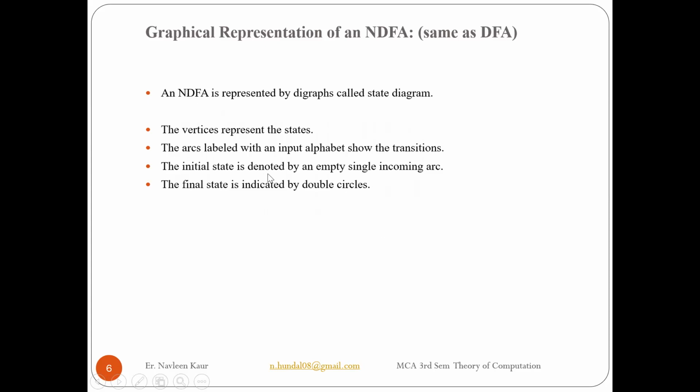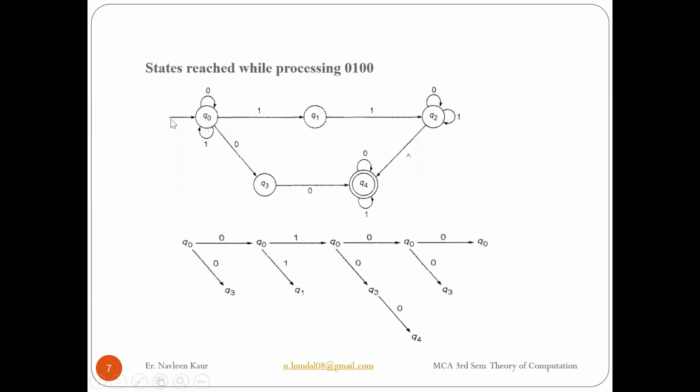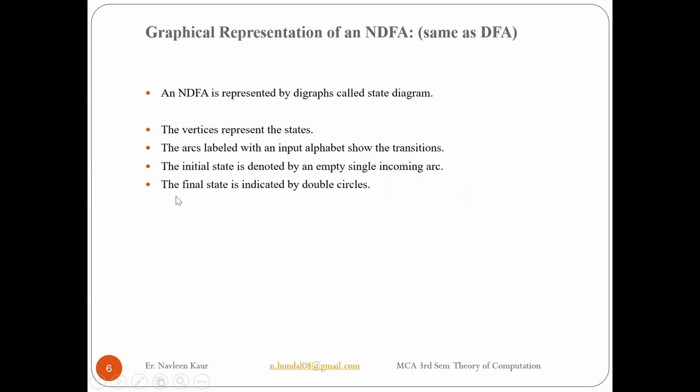And the initial state, how are you able to locate it? I told you that a single empty incoming arc, empty meaning there is nothing before it, says that this is your initial state. And what is your final state? Any state with a double circle around it is known as the final state. The final state is indicated by double circles.